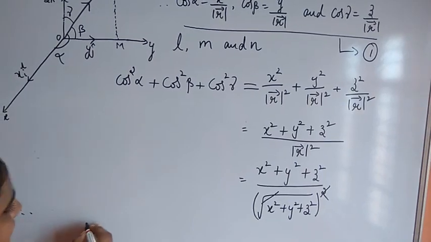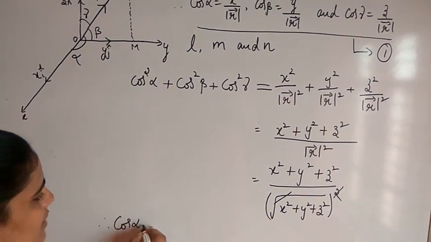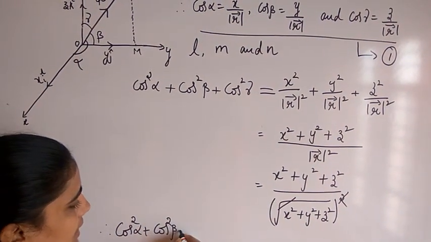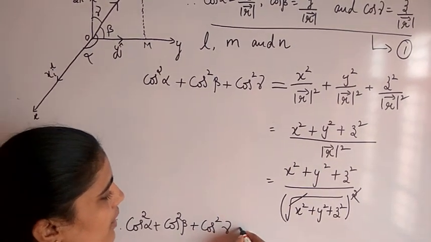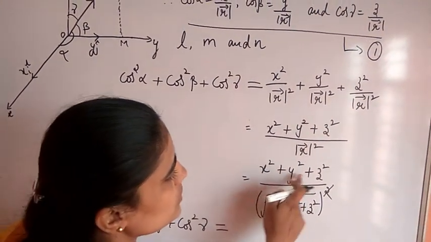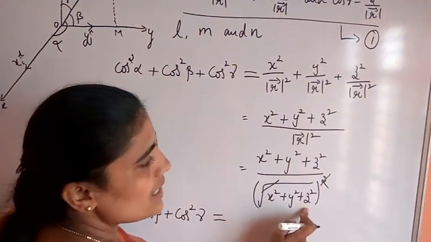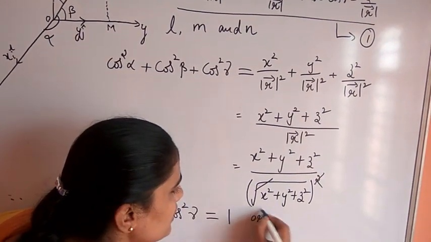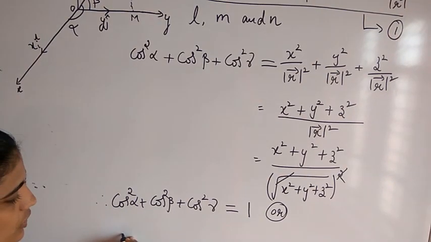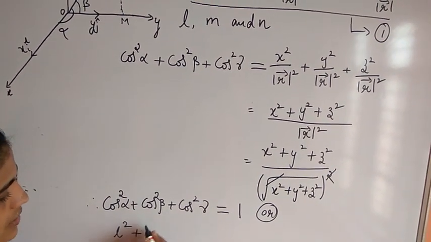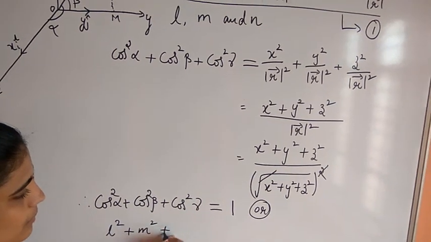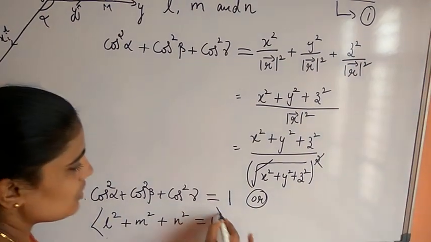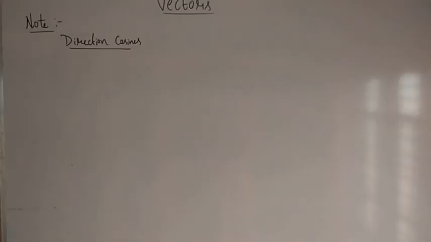Therefore cos square alpha plus cos square beta plus cos square gamma equals x square plus y square plus z square by x square plus y square plus z square, which gets cancelled and we get 1. Or, since cos alpha is L, cos beta is M and cos gamma is N, this can be denoted as L square plus M square plus N square equals 1. So this is the equation of the direction cosines.